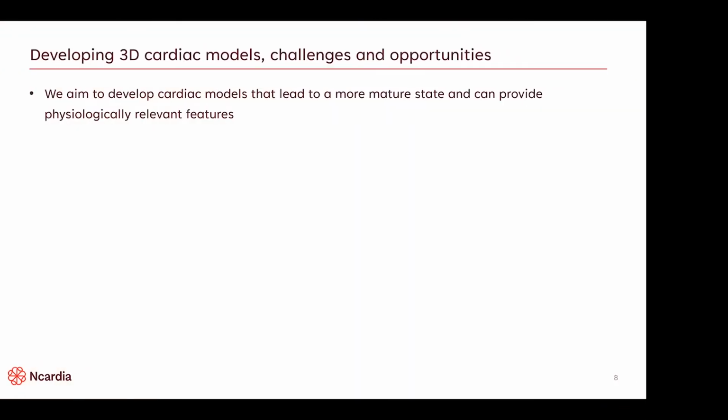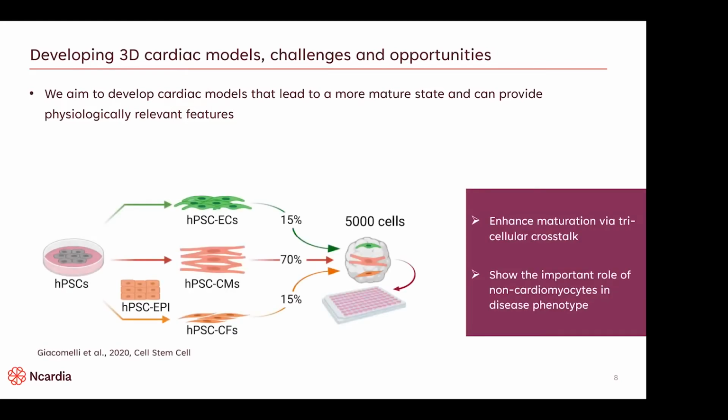In general, we aim to develop cardiac models that lead to a more mature state, because we would like to have models that can provide us with physiologically relevant information. I'm sure many of you know many possibilities for maturing a model further, and one of these is to culture the cells in 3D. An example of a 3D model are these so-called cardiac microtissues. They consist of endothelial cells, cardiomyocytes, and cardiac fibroblasts, and they're all derived from human pluripotent stem cells.